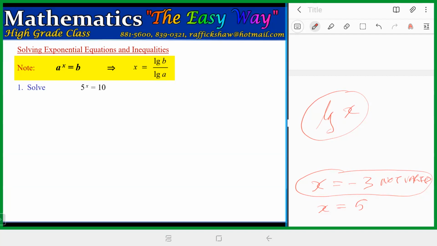5 and 10 do have the same base. They are multiples of each other, but they do have the same base. So, because I want to get the x out of the power, I take logs of both sides and take log to the same base. Pure math students, you're going to take ln of both sides, log to base e. You are expected to work in logs to base e at the pure math level.